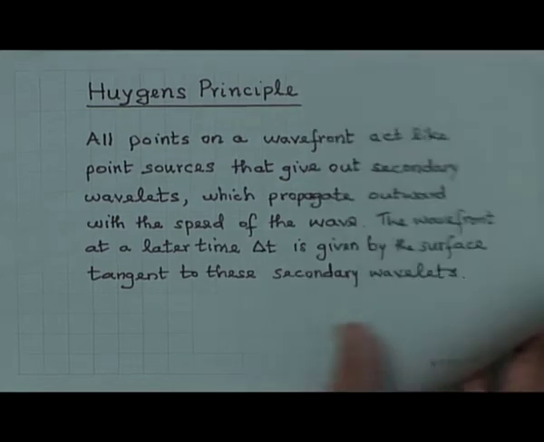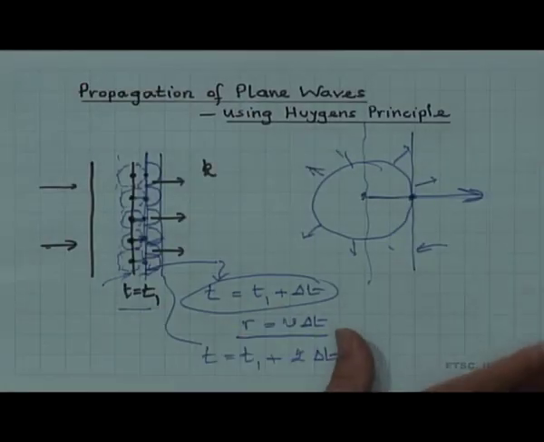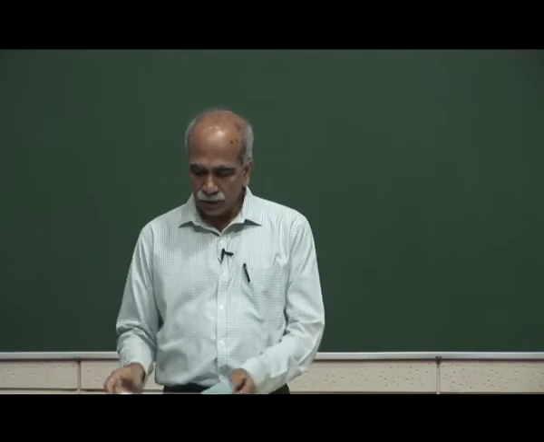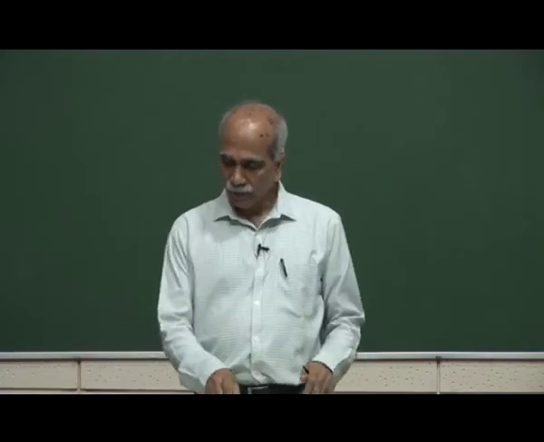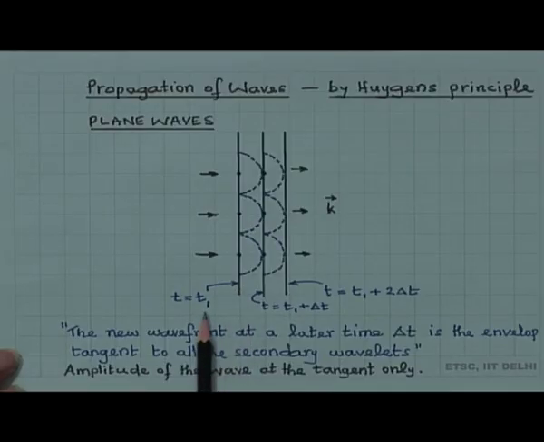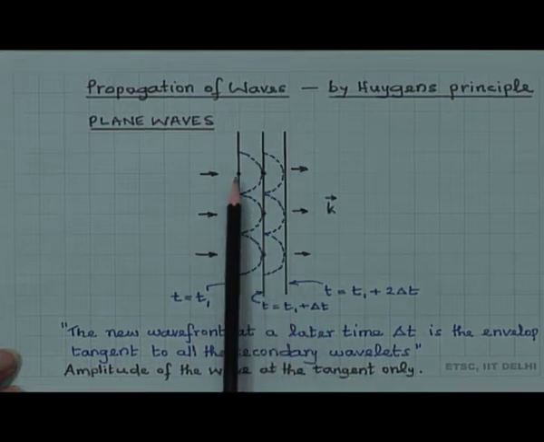So, let me put a pre-drawn diagram, the same diagram which I have pre-drawn. So, you can see here just for clarity. This was the wavefront at t equal to t1. At a later time t equal to t1 plus delta t. So, here I picked up 3 points.